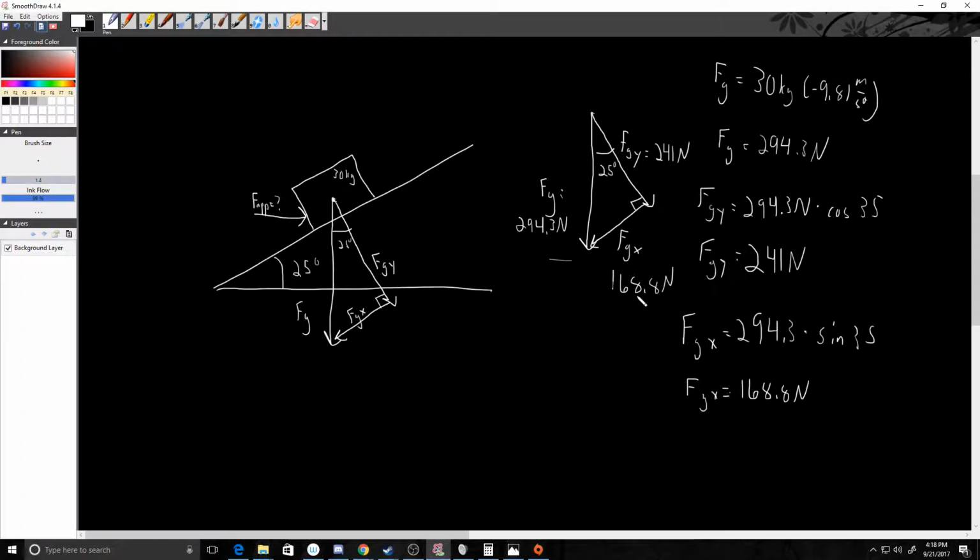All right, so I've got this whole triangle figured out. So if I come back to the box here, I'll redraw my box. Let's pretend it's at that angle, so 30 kilograms. I know that if I'm looking here, there's a force being applied this way by gravity. That's my F_g of x of 168.8 newtons. Okay. If this slope is frictionless, I am applying a force in this direction.